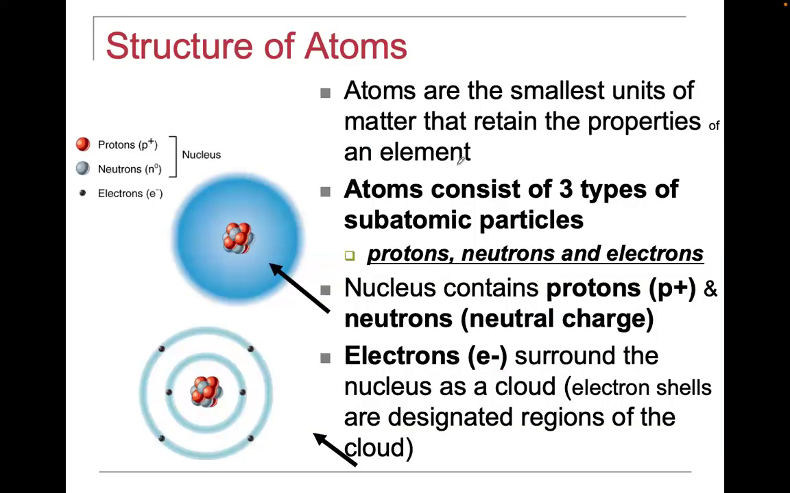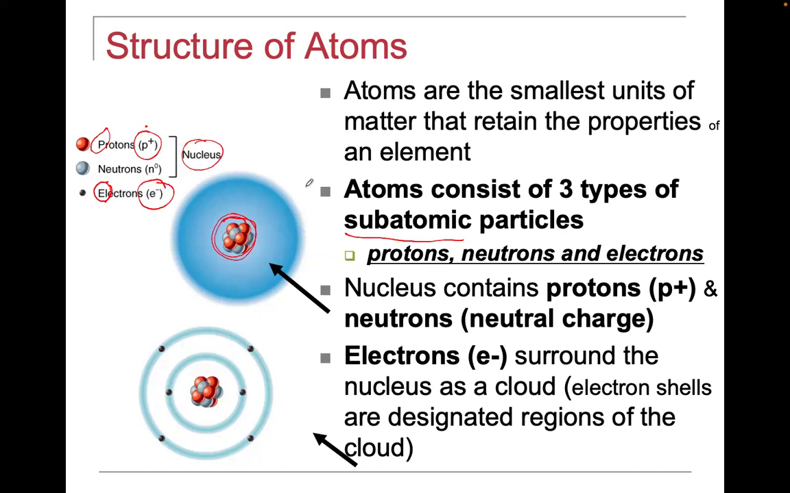So atoms, these are the smallest unit of matter. They retain all the properties of an element. And we know that atoms consist of 3 types of subatomic particles. Those are the protons, neutrons, and electrons. The P in proton, think positive. The electrons, think of electricity. If you touch it, that would kind of suck. That would be negative. You'll get electrocuted. So electrons are negative, and neutrons are neutral. The nucleus itself is made up of protons and neutrons combined.